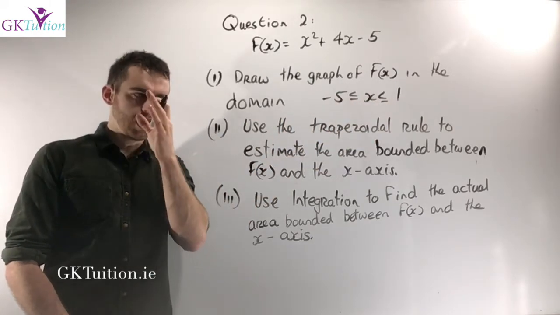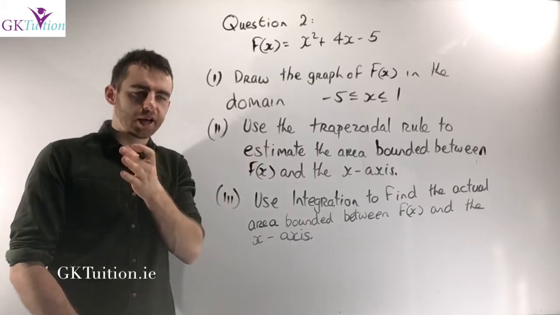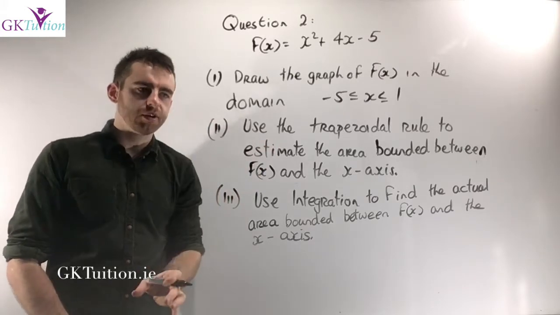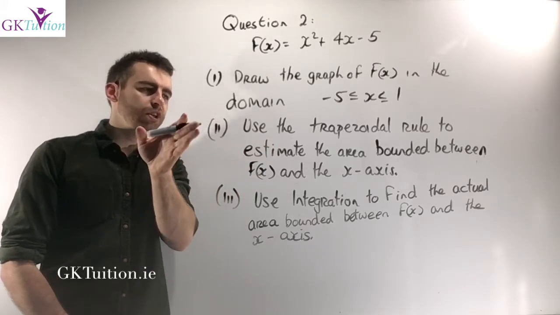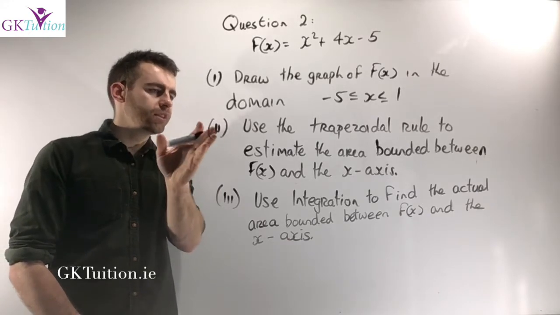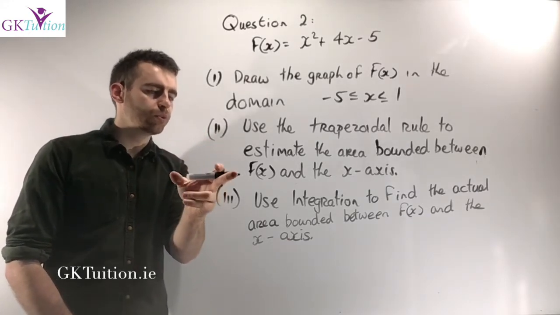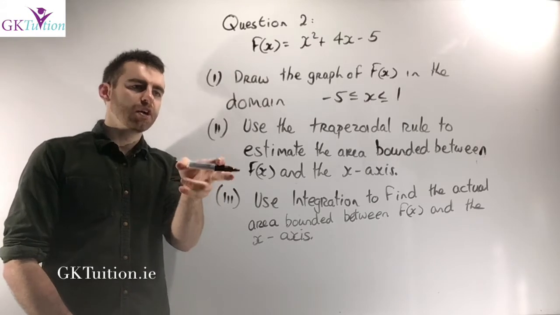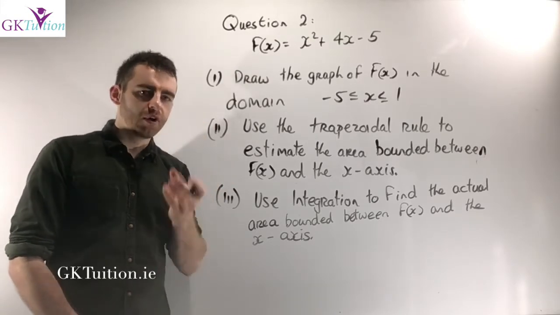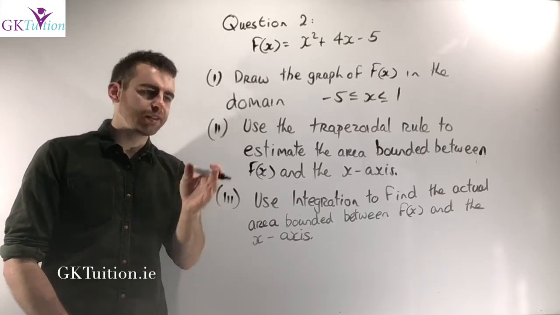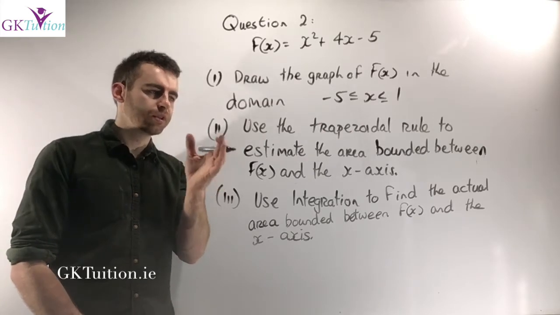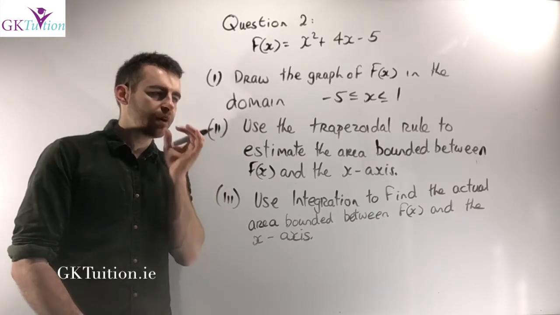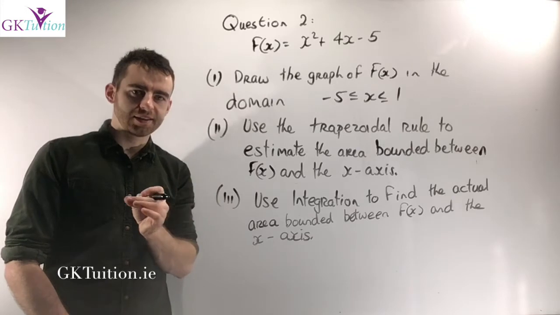So I want you to draw out a table, work out each of your x values, and write out all your coordinates. And then I want you to use the trapezoidal rule to estimate the area bounded between f of x and the x-axis. So once you've drawn this graph, you'll have all of your heights, you'll be able to work out your widths, and you'll be able to use the trapezoidal rule to estimate the area between f of x and the x-axis.